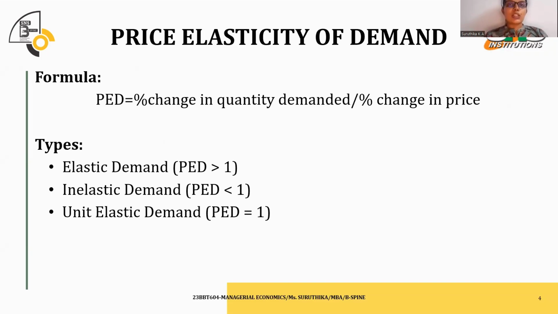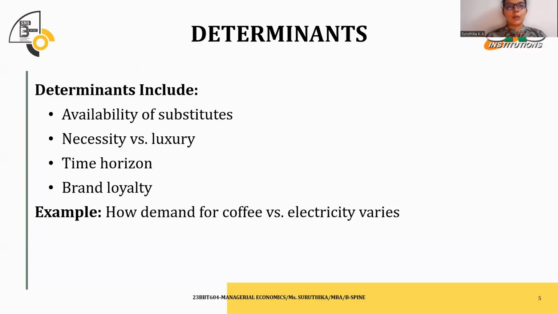Price elasticity of demand is the ratio between the percentage change in quantity demanded and the percentage change in price. So, how much the quantity demanded changes with variation in price. Demand is said to be elastic if price elasticity of demand is greater than 1. It is said to be inelastic if the elasticity is less than 1. And unit elastic demand is said to exist when price elasticity of demand is exactly equal to 1.